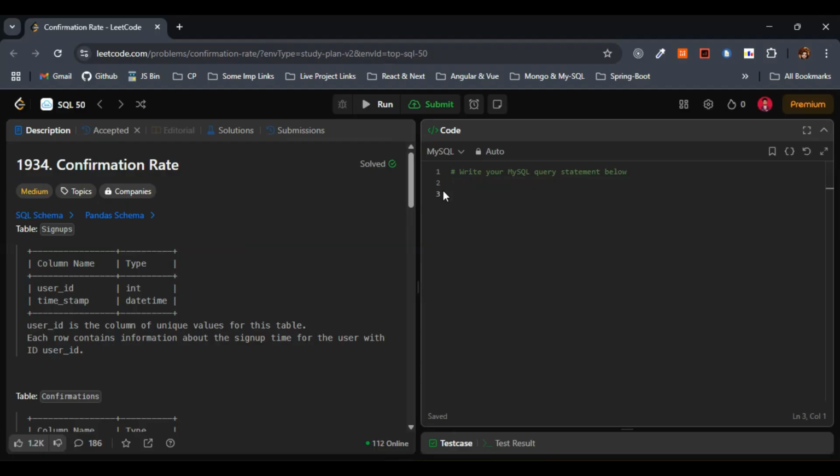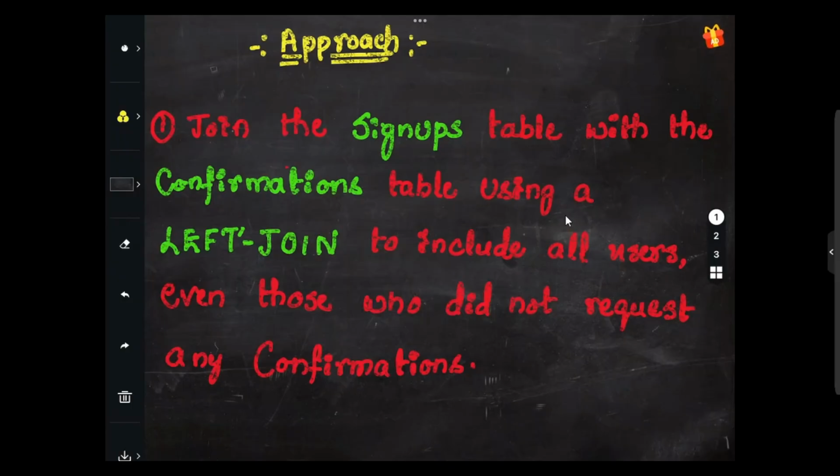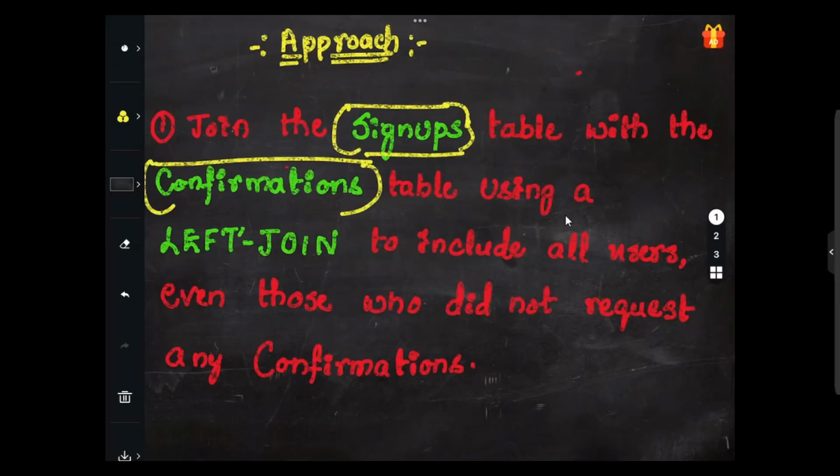So first we will discuss the approach, and then we will write the query accordingly with the approach that we have discussed, right? So first let's discuss the approach. The first step is that we have to join the signups table with the confirmations table using a left join. So keep this in mind.